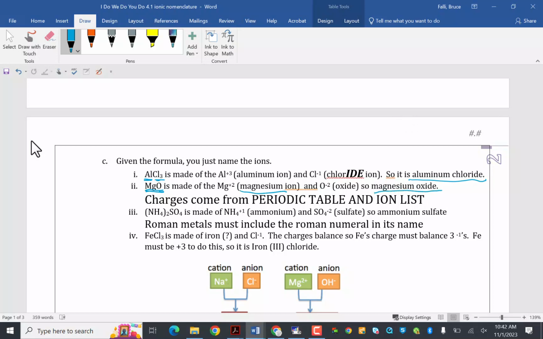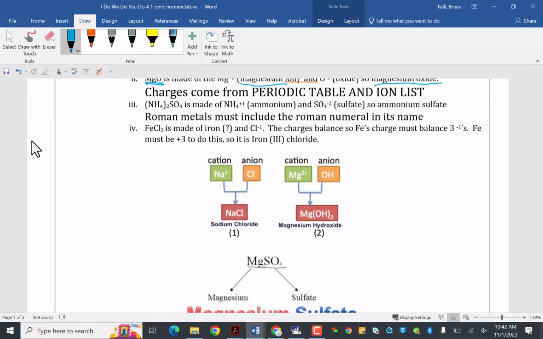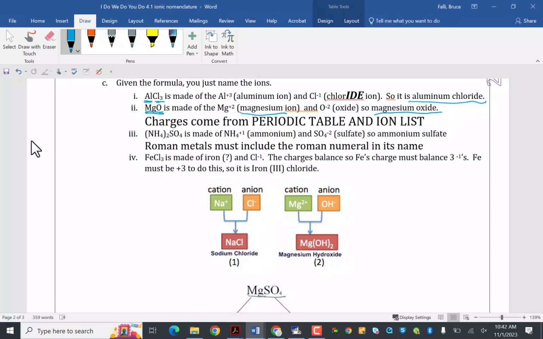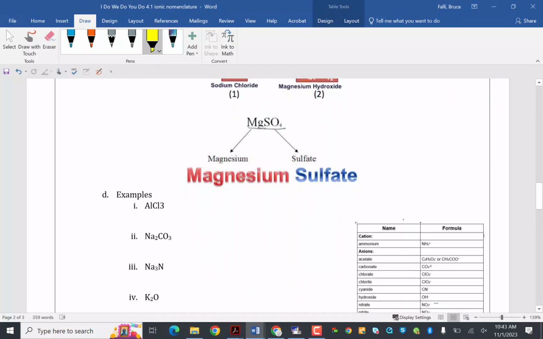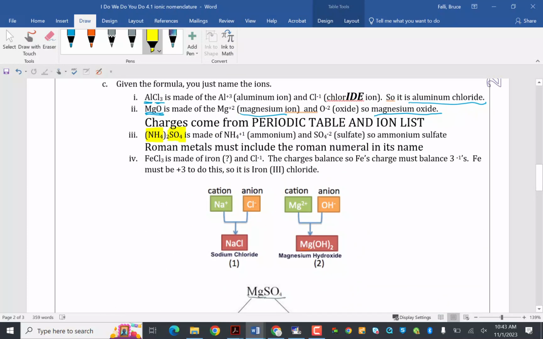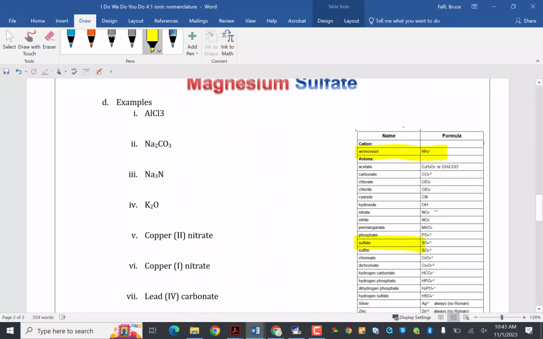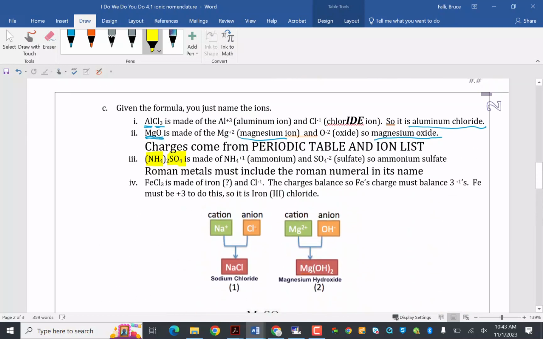Charges come from the periodic table and the ion list. Again, ion list. Here's a little bit longer one, but we've got a shorter one that I handed you in class. (NH4)2SO4 is made of NH4, which is ammonium. SO4, it's got O's in it. SO4 is sulfate. So it's going to be ammonium sulfate.